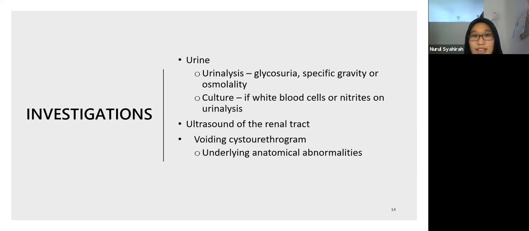Okay, so for the investigation, we can do urine analysis to look for any glycosuria, and look at the specific gravity and osmolality. Then we can also do urine culture and sensitivity if there is any presence of white blood cells or nitrites. We can also do an ultrasound of the renal tract to look for any renal tract abnormalities that cause enuresis. And also we can do a voiding cystourethrogram for any anatomical abnormalities.